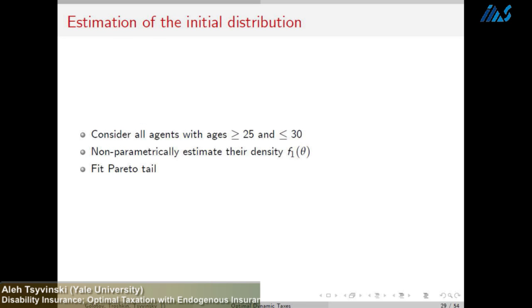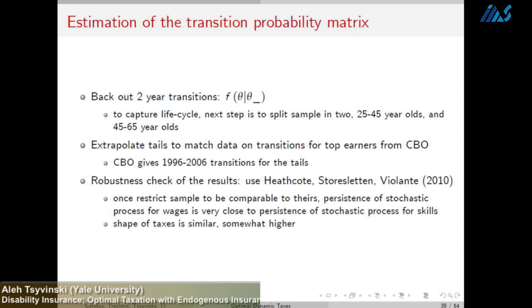Okay. So the only thing I have to do is, well, this will be super simple. The only thing is that PSID is very bad with the top skills. So I also match some of the CBO data to this, just to get the Pareto tail. So I do this. Okay. So now what I do is the following.